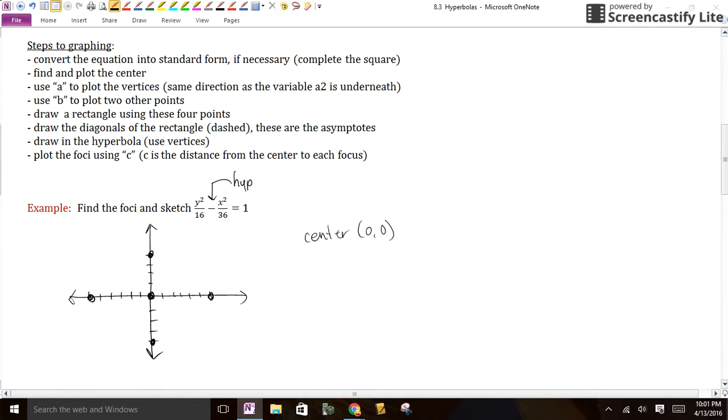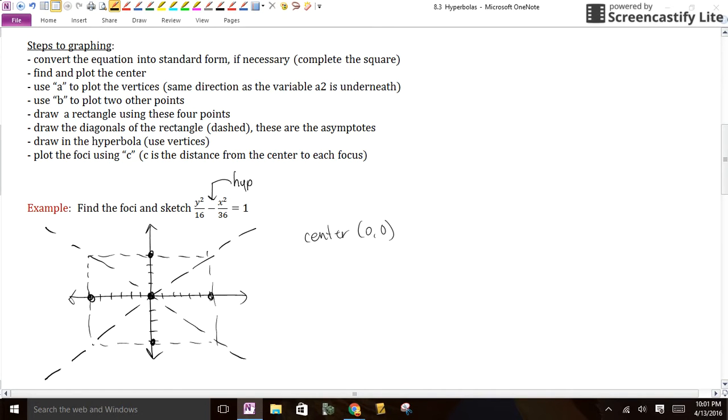And so what does that mean? Instead of an ellipse, we're going to use those as midpoints, and we're going to make a box. So here's our box. Done. And then we're going to draw our asymptotes through that box. They're going to go through the corners and through the center.